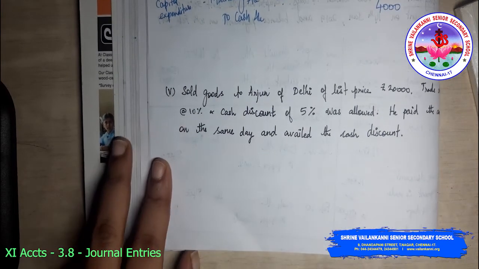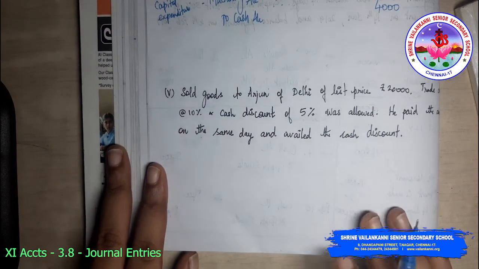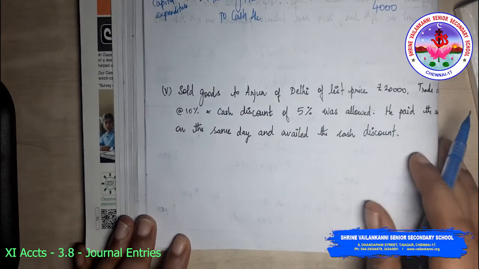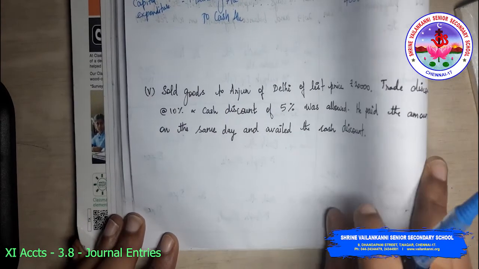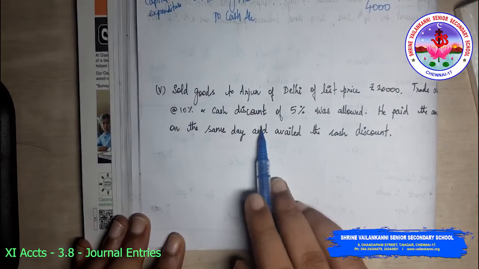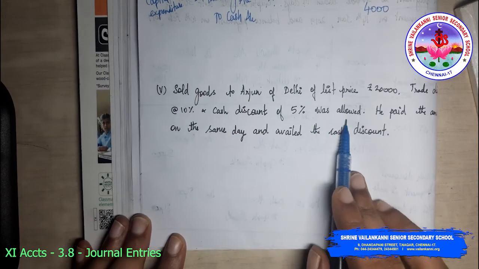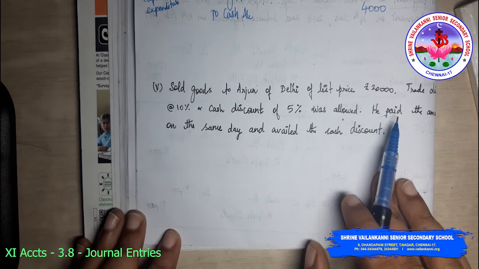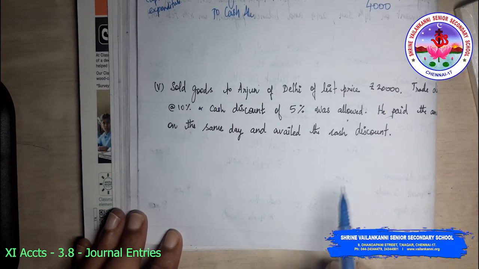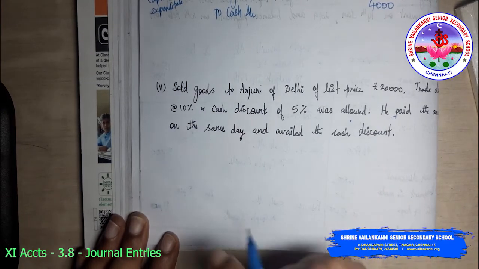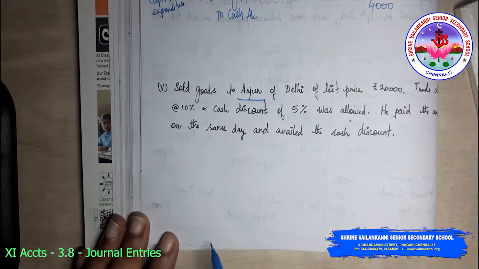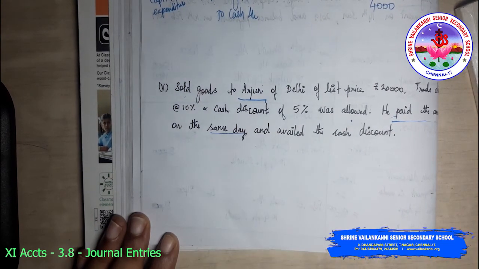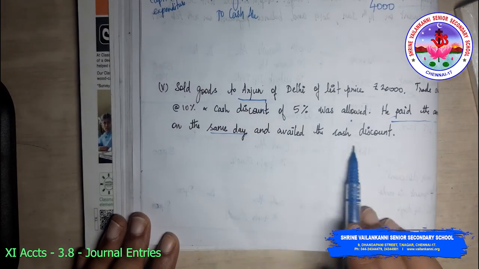The next transaction, sold goods to Arjun of Delhi of list price 20,000, trade discount at 10% and cash discount of 5% was allowed. He paid the amount on the same day and availed the cash discount. Now, sold goods to Arjun. Okay. He paid the amount on the same day. So, it is a cash transaction. And availed the cash discount.